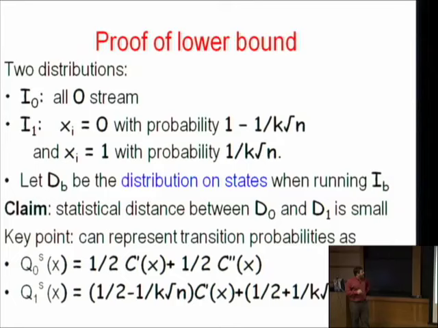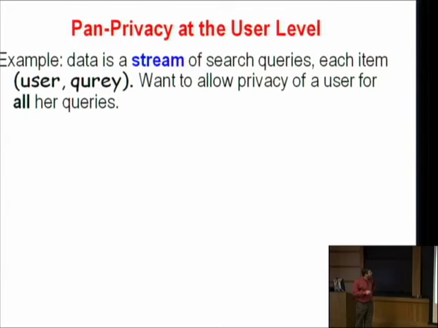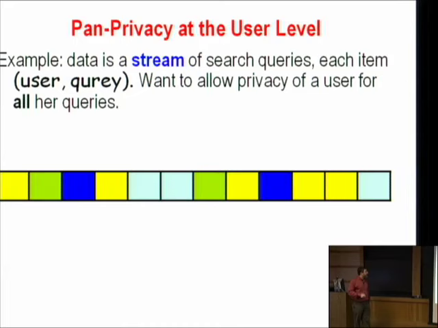So my last point I want to make is that a lot of the issues in pan-privacy have to do with protecting things at the user level. So as I said here, I want to protect the blue ones, the white ones, the yellow ones. So not just a single occurrence of them, but all of them. You wouldn't be able to tell whether the blue stuff appears in the stream or not.